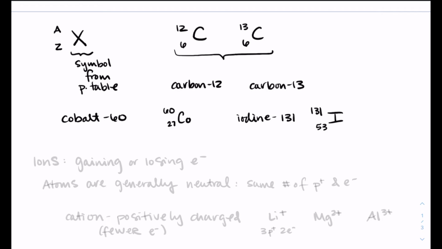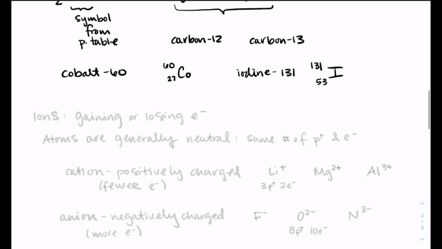Another example is iodine 131. So 131 is the mass number, so that's my left superscript. And then when I look up iodine, it has a capital letter I for the symbol and an atomic number of 53. So those are isotopes. Isotopes have different numbers of neutrons.